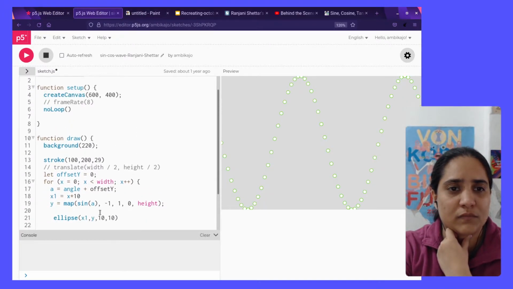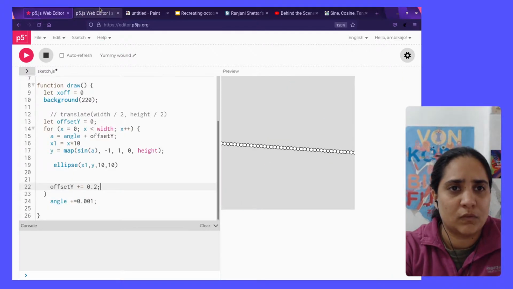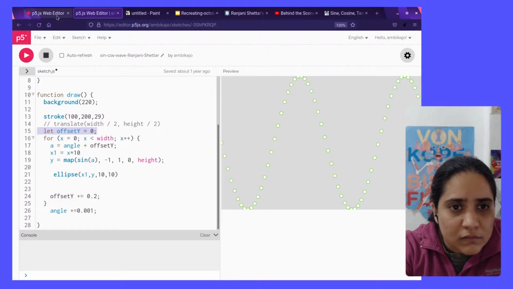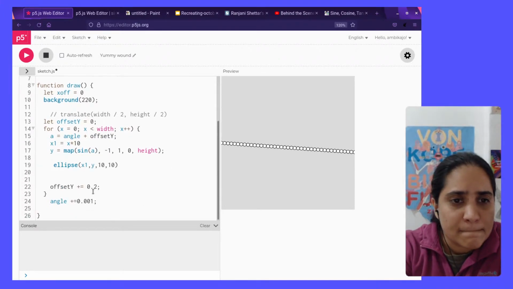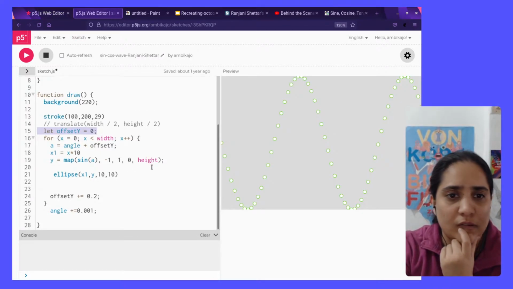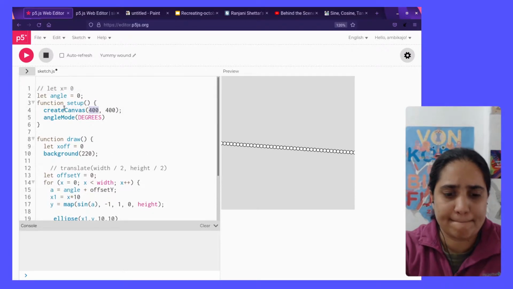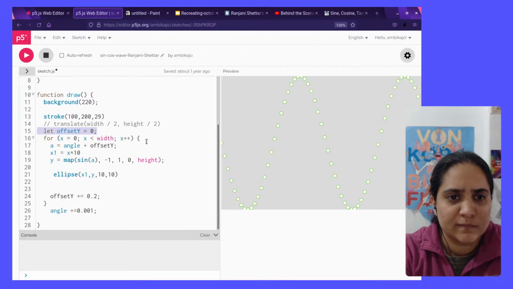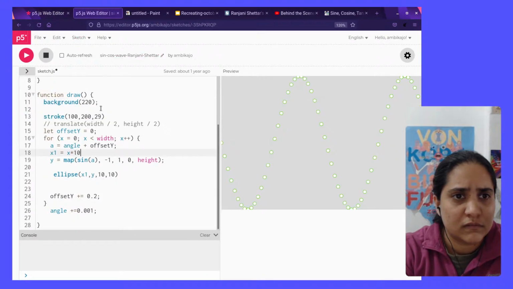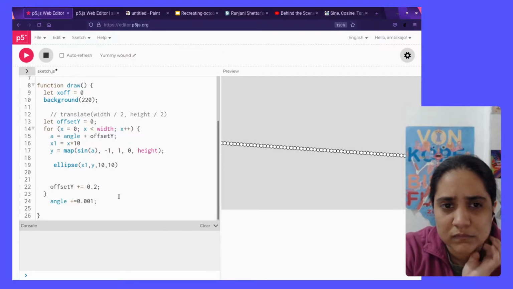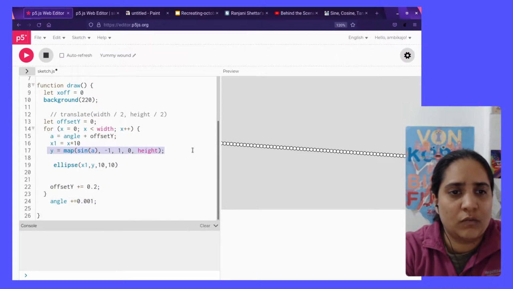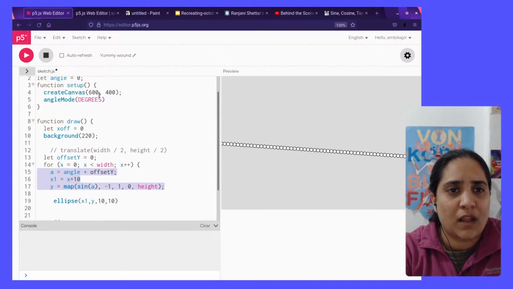Why does it look different here though? Okay, I'm a little confused. Okay, maybe let's go one by one. I think the angle mode is different in both.